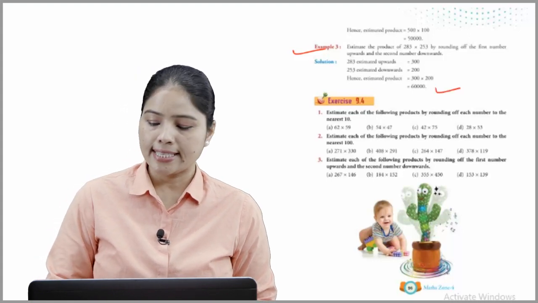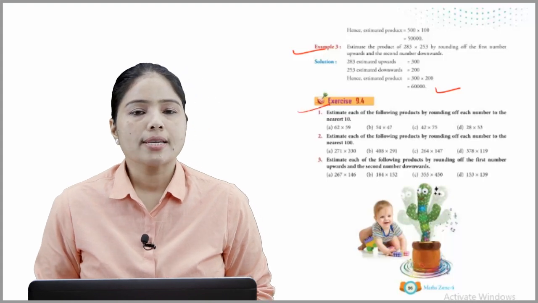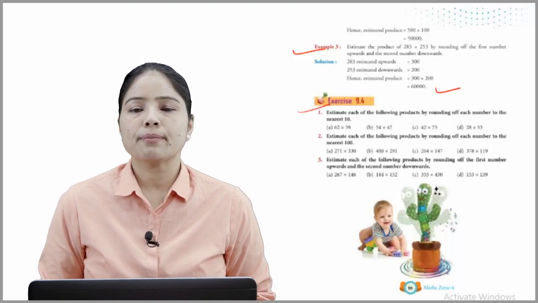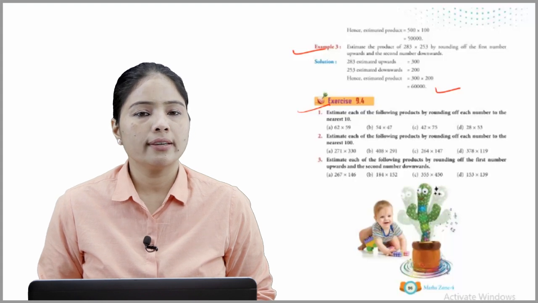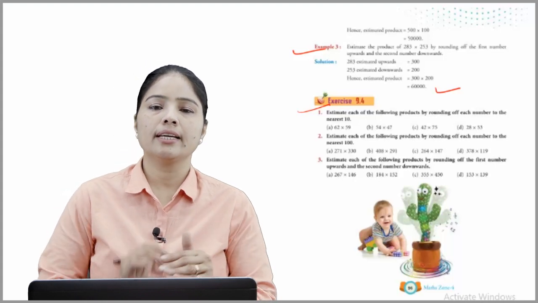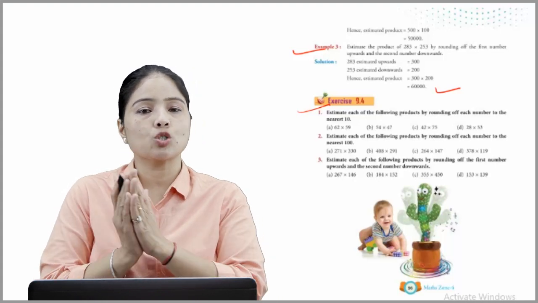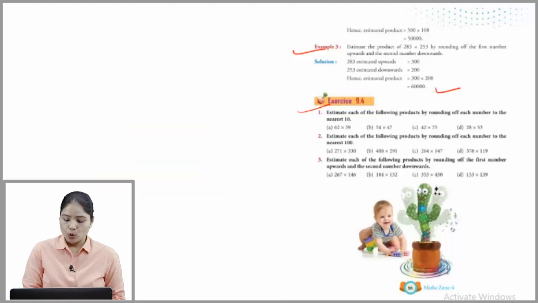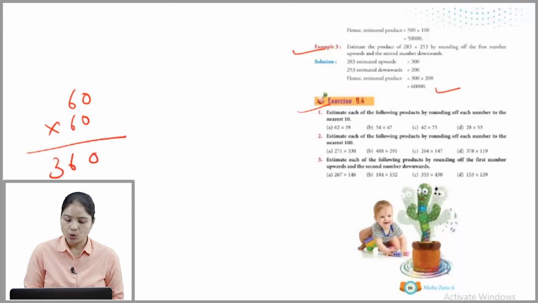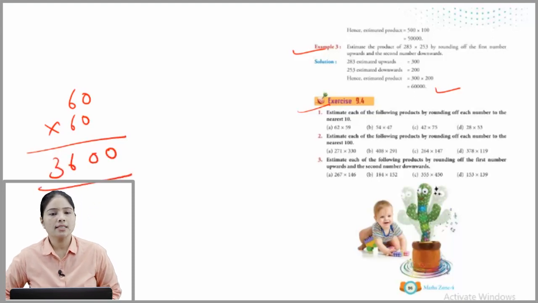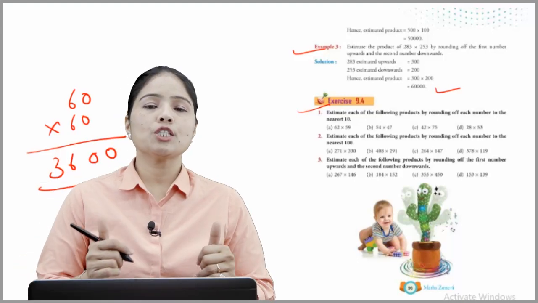Now move on to exercise 9.4. Estimate each of the following products by rounding off each number to the nearest 10. अब आपने क्या करना है, nearest 10 करना है, उसके बाद इसको multiply करना है. So 62 का nearest हो गया 60, 59 का nearest हो गया 60. So multiply both the numbers. 6 6s are 36. So 36 and 0. So 3600 is the answer of that one. Okay, I hope you understood well.